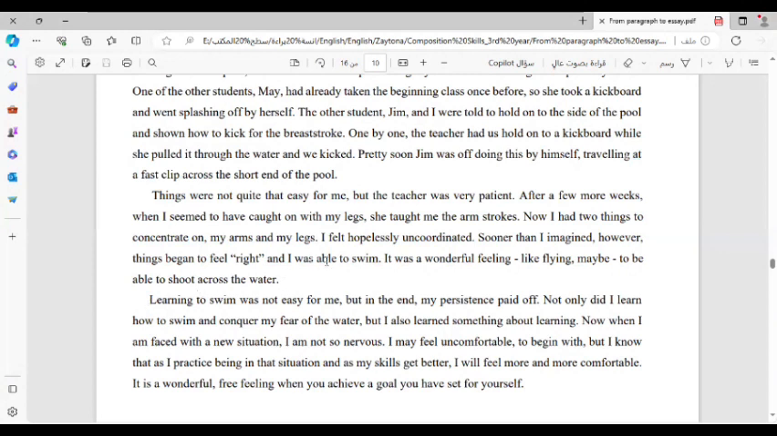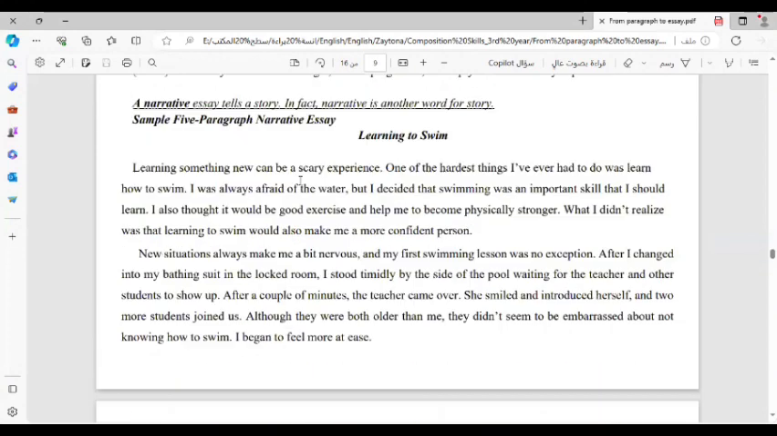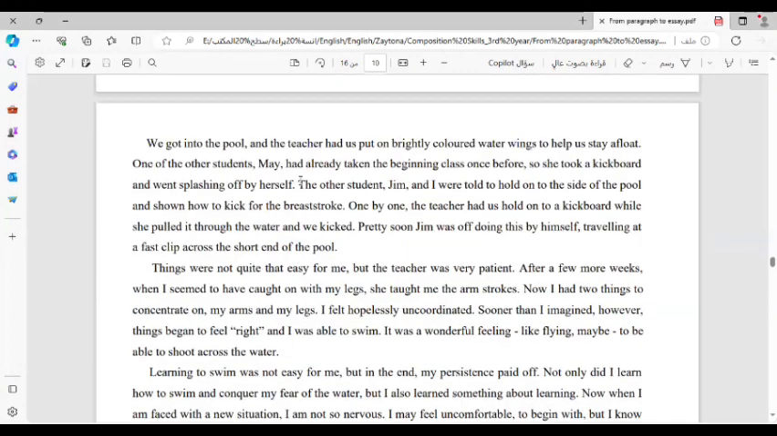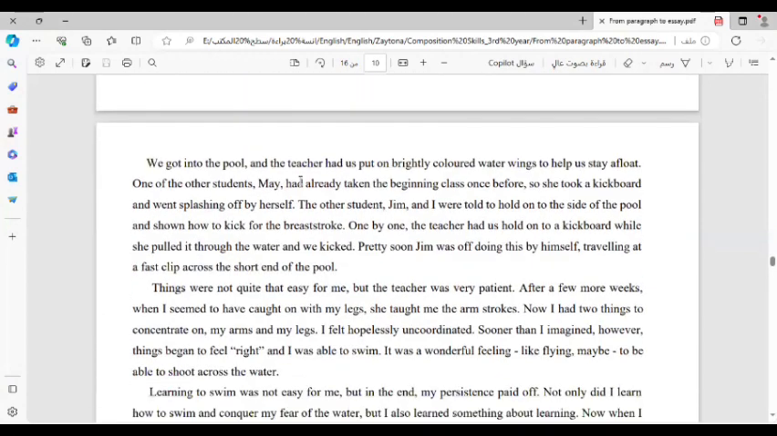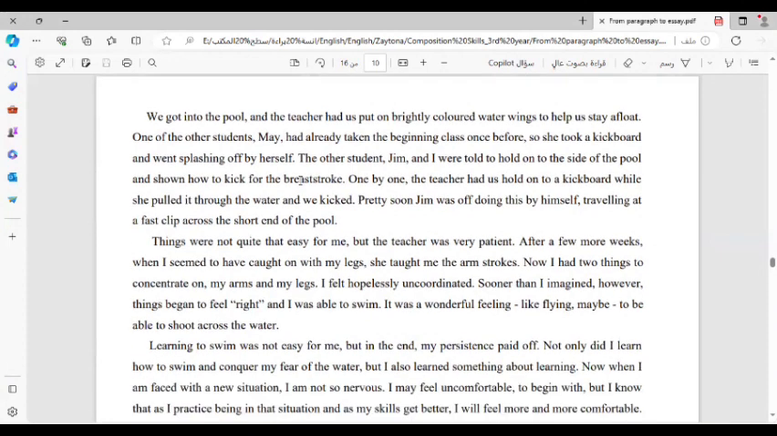Yes. So as you see here, we have three body paragraphs. In each one of them, I'm talking about my experience of how I learned to swim, what the techniques or steps were, while I was learning to swim.